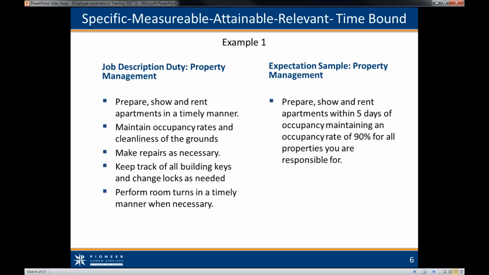Does it fit the SMART? It's specific. Make sure the means are in place to measure these outcomes. History data should provide attainability. Is this relevant to the unit mission? Is it time-bound? I'd say yes for both of those, so this looks like a good expectation.